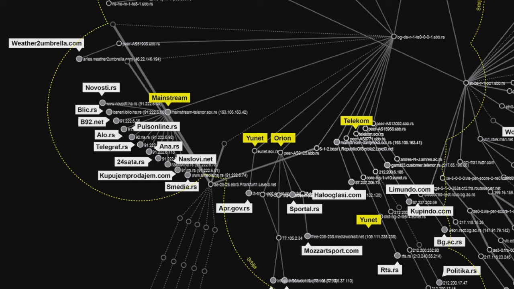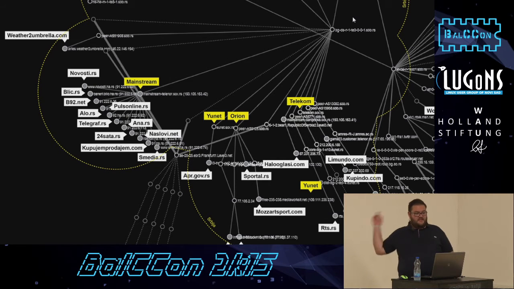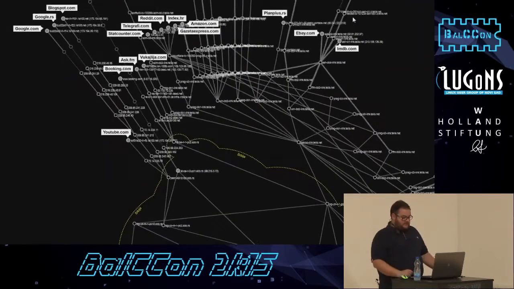And another important thing is that you see these dots in here. It's again a centralization point, because if you visit any website in Serbia, chances are that you're going to pass through that point, which again talks about centralization.